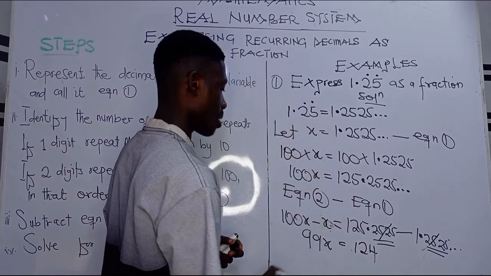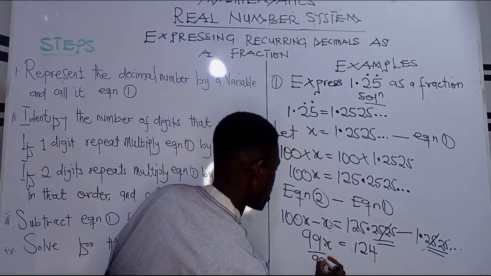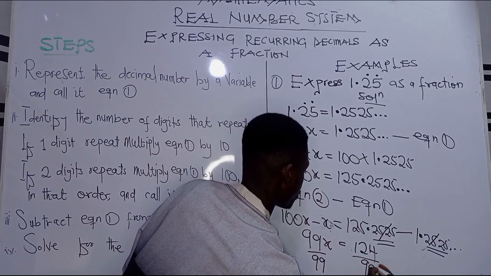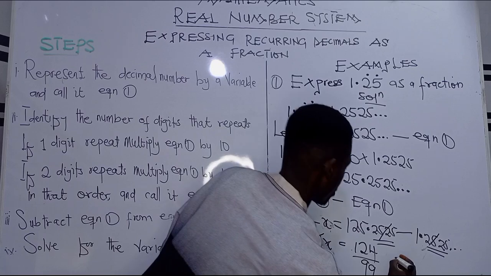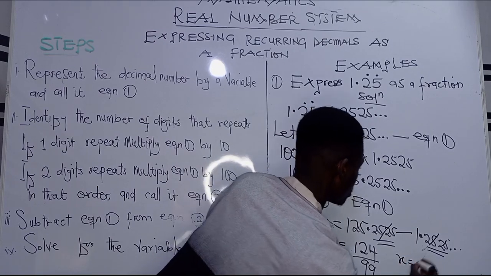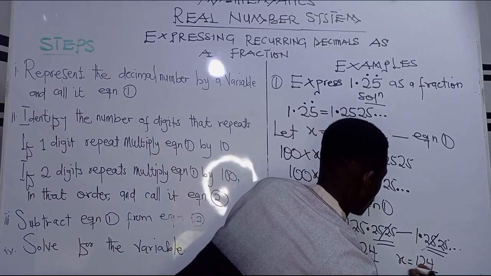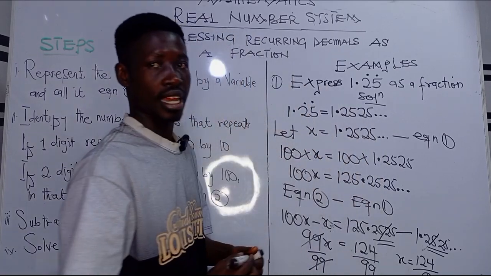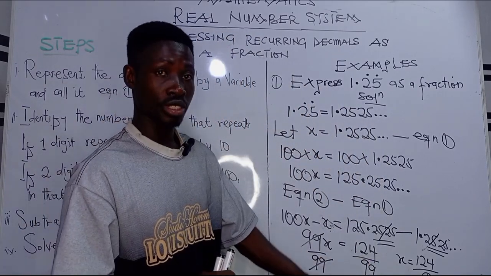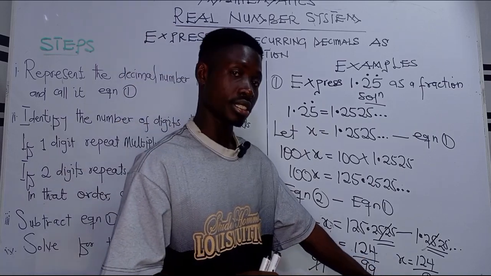We are looking for the variable x. We divide both sides by 99, both sides by 99. This and that will go. Now we have our x is equal to 124 all over 99. So as I said, you can always cross-check it with your calculator.